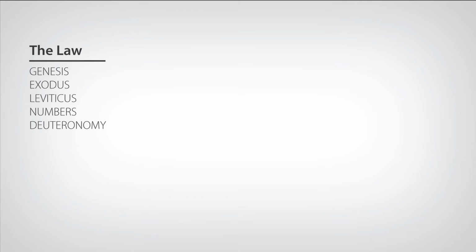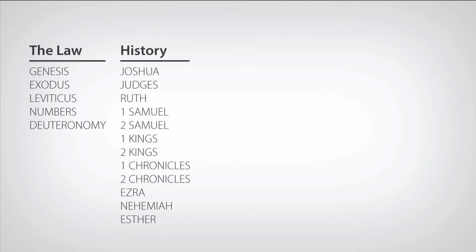The second section is called History. These history books include the books of Joshua through Esther. These books record Israel's history from their entrance into the Promised Land until the end of the exile. These books talk about the reign of the kings in Israel, the division of the people of Israel into 2 nations, their exile, and their eventual return from exile to the Promised Land.